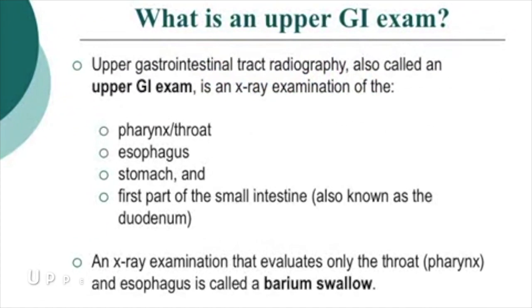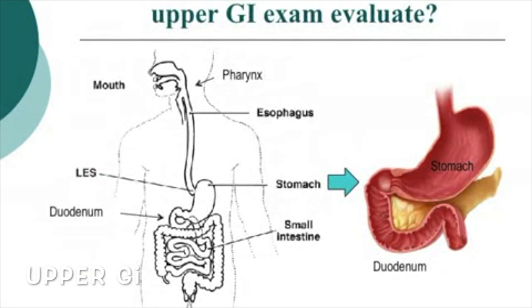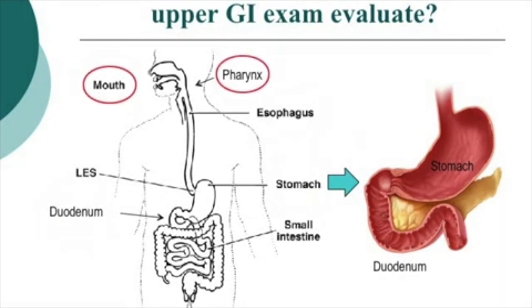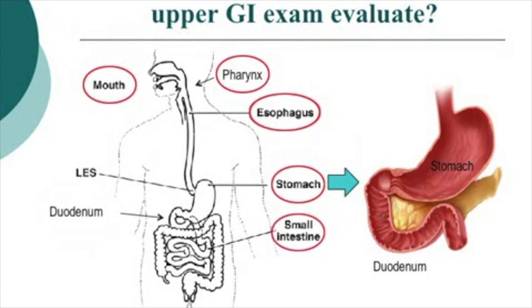An upper GI exam is an X-ray examination of the beginning of the digestive system. When the exam is limited to the throat and esophagus only, we call it a barium swallow. This is a schematic drawing highlighting the various parts of the upper GI tract we can evaluate with this test. As I said before, we image the mouth and throat, esophagus, and stomach. Here's an enlarged view of the stomach and the first part of the small intestine, which is also known as the duodenum, which we can also evaluate on an upper GI exam.